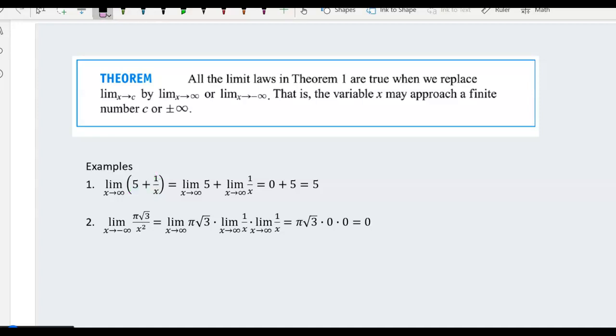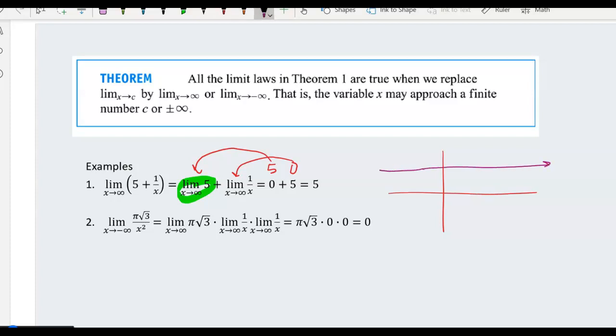That allows us to use the fact that when we have a constant function and the limit's approaching infinity, that's just going to be, oh, this is switched. This should be 5 for this one, and it should be 0 for this one. So the first limit, because it's a constant function, y equals 5, like this. As we go out toward infinity, the function value is always going to be 5. And so when we add these two limits together, we get 5 overall.